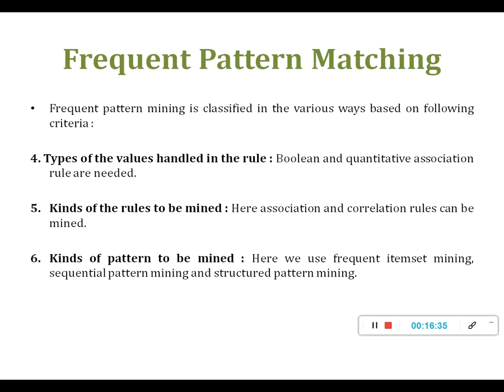Then the kinds of patterns to be mined. This should be known beforehand: which kind of patterns we need to mine from the given data sets. Here we use frequent item set mining, sequential pattern mining and structural pattern mining. We can apply these if we know beforehand which kind of patterns we need, whether frequent item sets, structured patterns or sequential patterns. According to our requirement, we should apply such rules. This is what we should know.